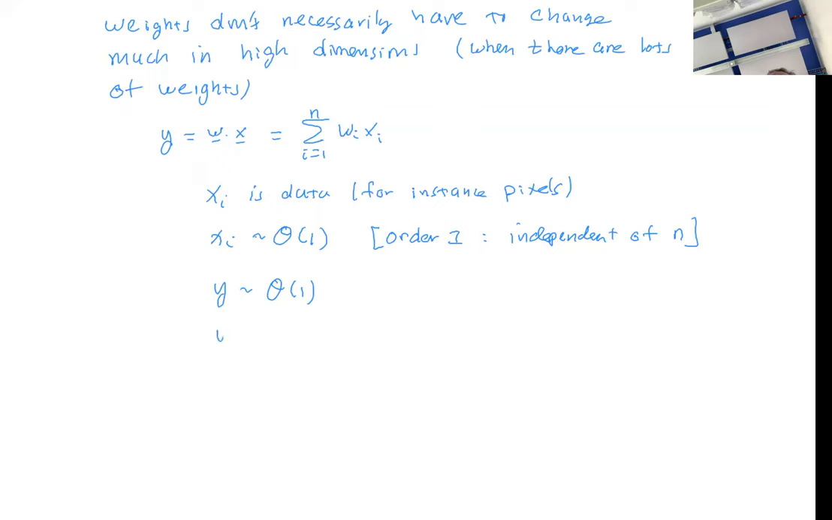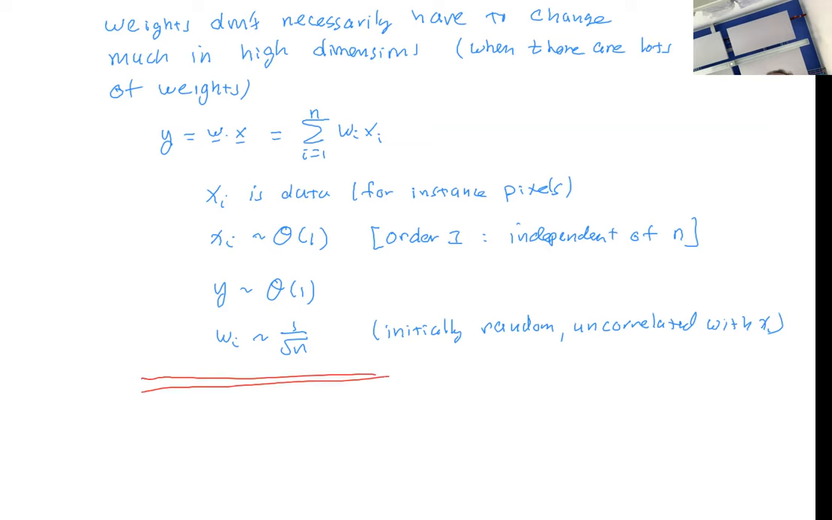But wi, let's say wi is initially random. So initially random, including random sign. And by initially random, what we really mean is uncorrelated with xi. Okay. And this is something that I mentioned earlier, and it's one of the most important facts you guys should know.